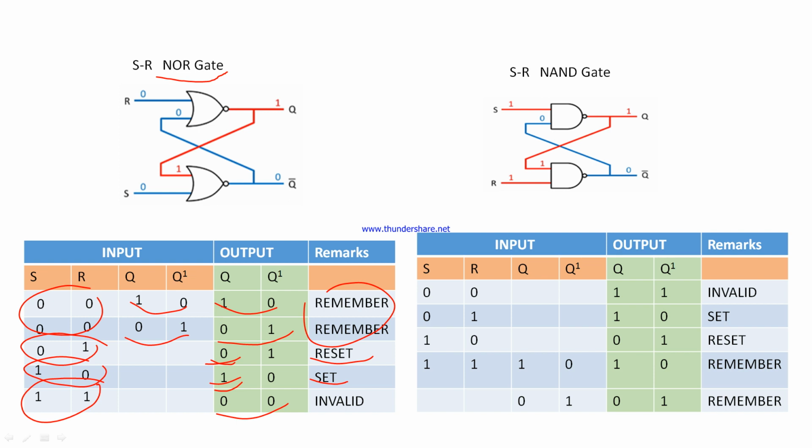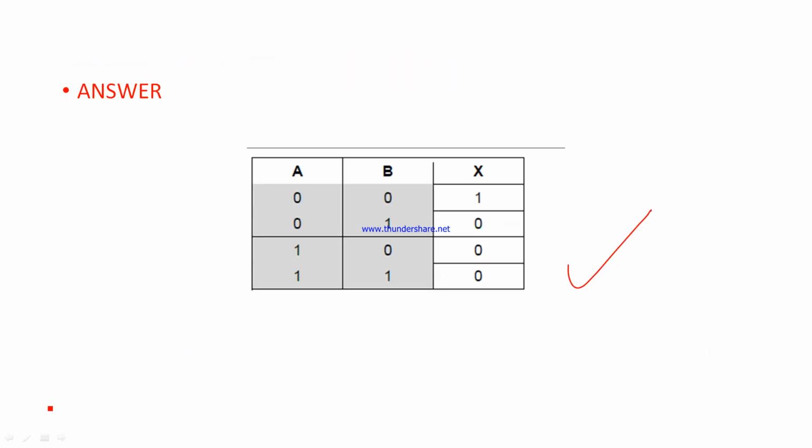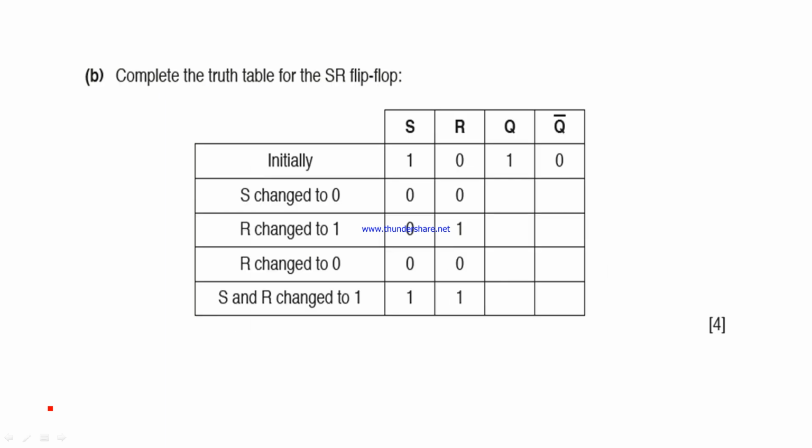Now let's try the exam question. Exam question, go below. This is our exam question. We try it on this. Let's see what happens now. The initial state of S and R is given to you. Q and Q dash, the initial state is given. S is 1, R is 1, Q is 1, Q dash is 0.